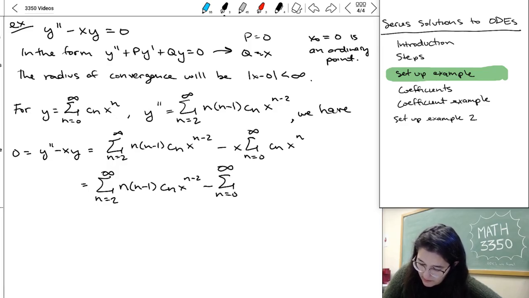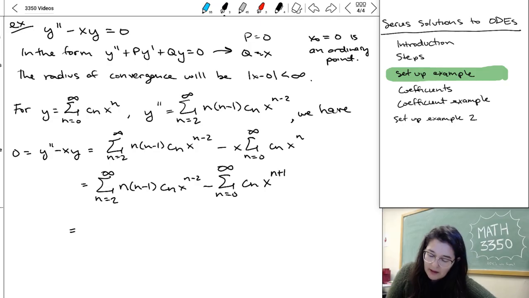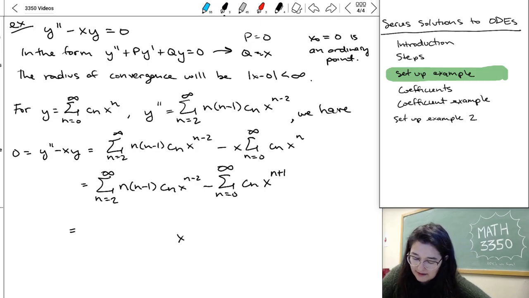And remember, I multiply just like polynomials, so x to n times x is just x to n plus 1. And that's going to happen in every single term in my series. Multiplying by x increased my power. And now that I have two series, I'd like to combine them. So I need to make sure that they match in powers of x. And I'm going to take them both to power x to n.